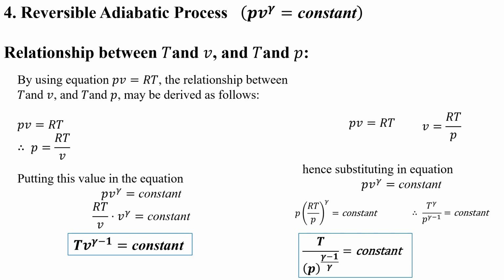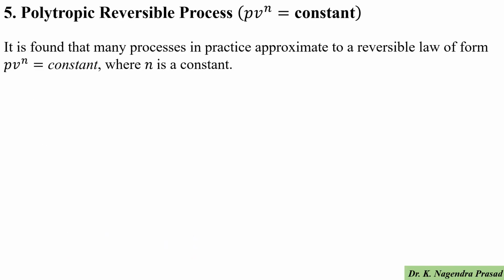So this we can rewrite as T divided by P to the power gamma minus 1 divided by gamma equals a constant. So this is the relationship between T and P in the adiabatic process. Next we have to look at the fifth one, that is the polytropic reversible process, where PV to the power n equals a constant.